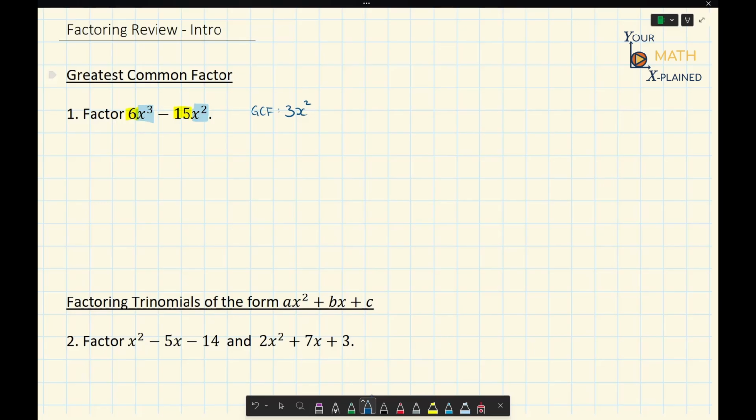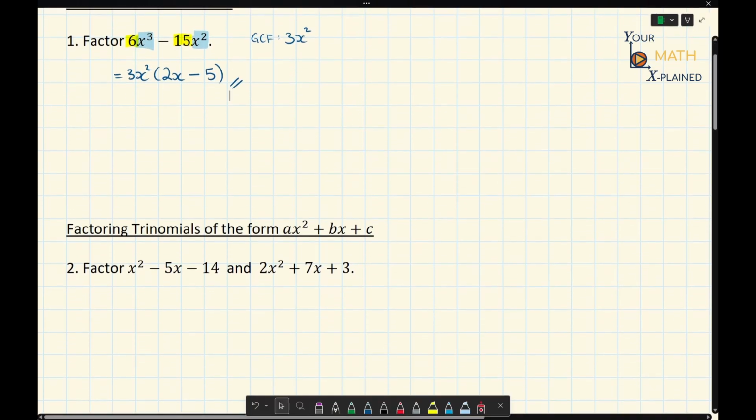So therefore, our greatest common factor here is 3x squared, which means you're going to take out 3x squared from both terms, and then whatever is left is going to stay in the brackets. So if you factor 3x squared out from 6x cubed, you're going to get 2x left. And then from the second term, we would have minus 5 left. So therefore, 6x cubed minus 15x squared factors into this expression here.